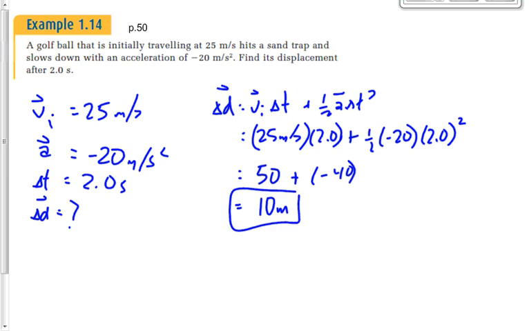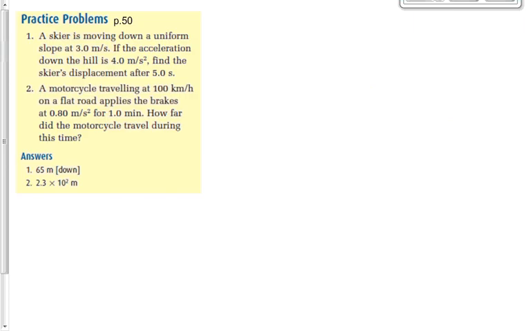We got a positive answer. What does that tell us about the direction of motion? If it was moving to the right, then the displacement is to the right. That should be pretty intuitive, right? If it's moving in one direction, its displacement will be in that direction. You can't move to the left, but yet have a displacement to the right. All right, let's take a look at these two questions, please, on page 50 that go along with that one.